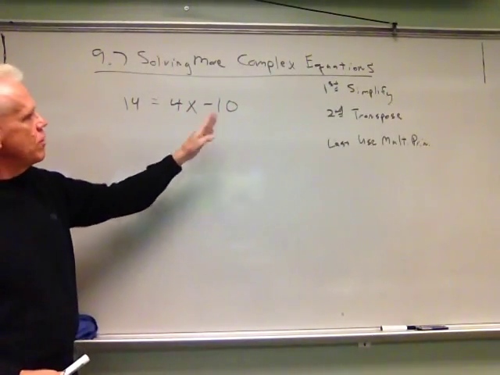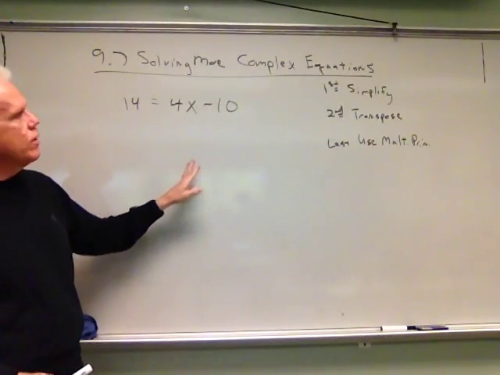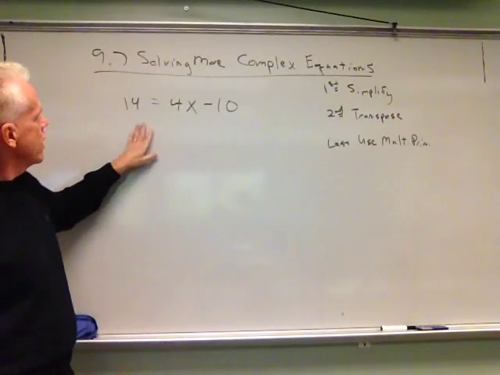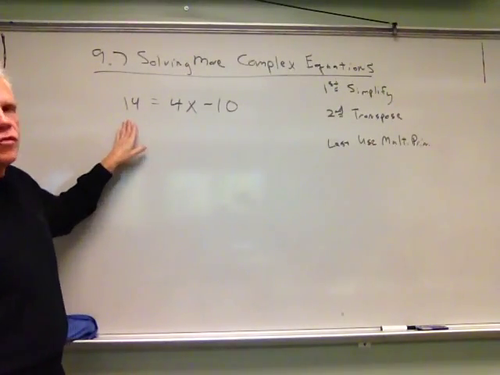So we're going to go to step 2, we're going to transpose. Now what I notice here is I have some like terms that are not together. The negative 10 is a like term with the 14. I'd like to get those together.